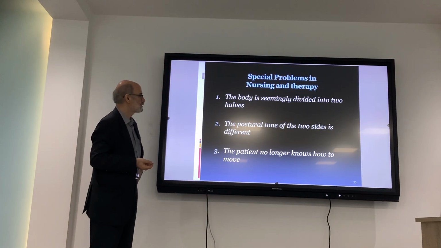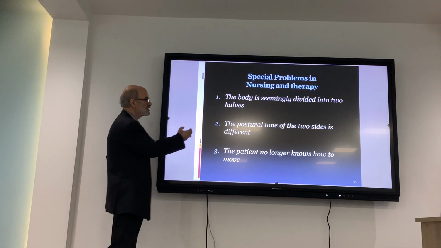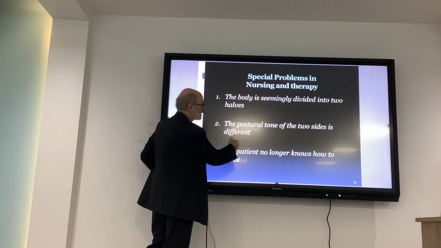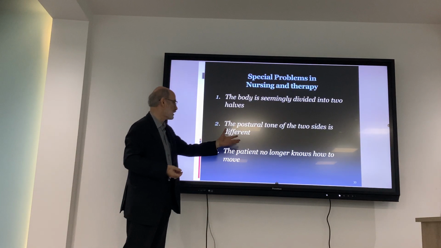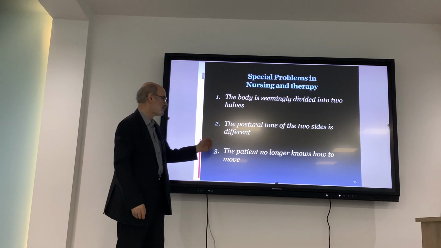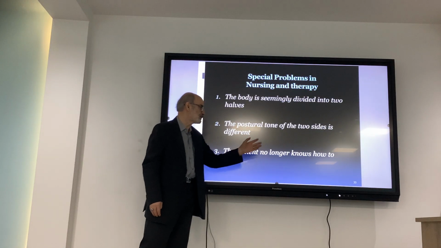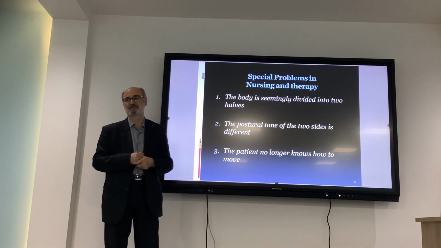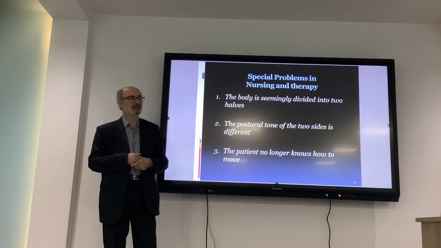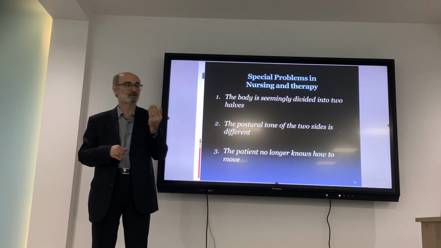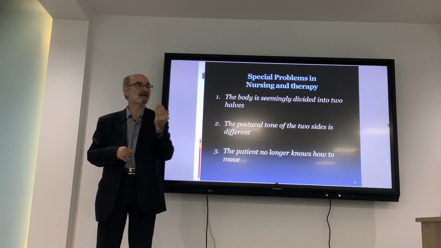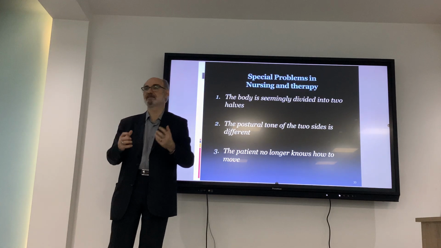They have problems in some areas, the body is semi-divided into two sides. The postural tones of the two sides are different, and the patient no longer knows how to move. That's why you have to give sufficient time to learn the movements, to perform the movements actively.